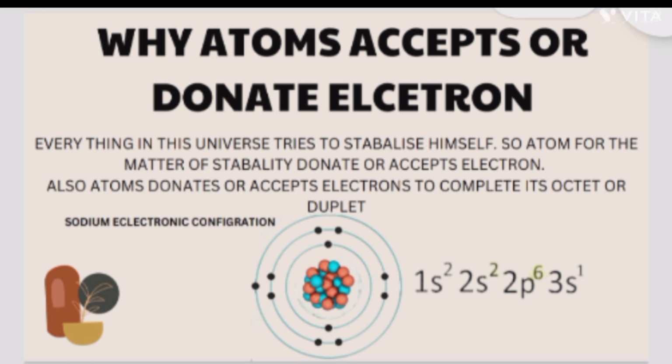Same is the case with chlorine. Chlorine has 17 electrons in its shells and it has one less electron, a deficiency of one electron to complete its octet. It gains or accepts an electron from any other atom to complete its octet. As a result, chlorine forms an anion and becomes stable.